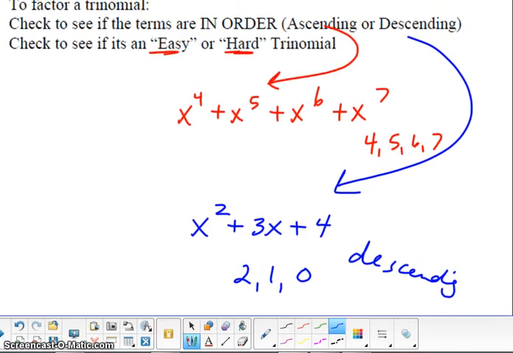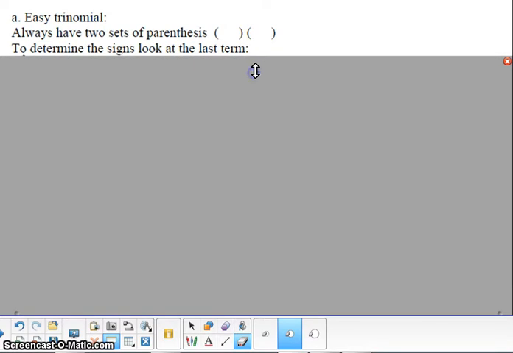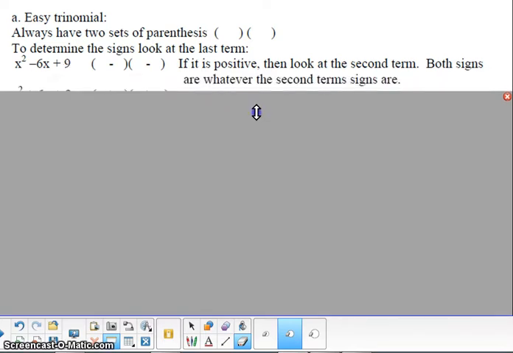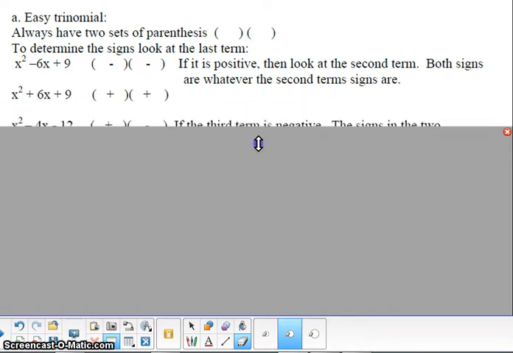And then once you see, you look for if it is an easy or hard trinomial. And what I mean by easy is where the leading coefficient is 1. So on every answer, it will always have two sets of parentheses, two binomials. To determine the signs, we look at the last term. If it is a positive sign, then we look at the second term, and those signs are going to be whatever the second term signs are. And then for the next one, if they're positive, then the answers are going to be both positive.